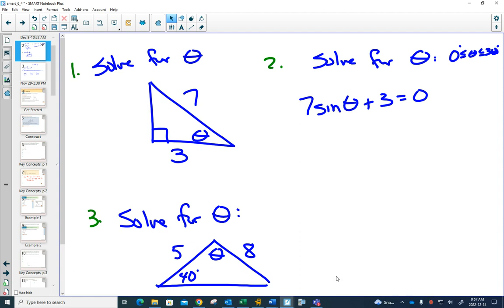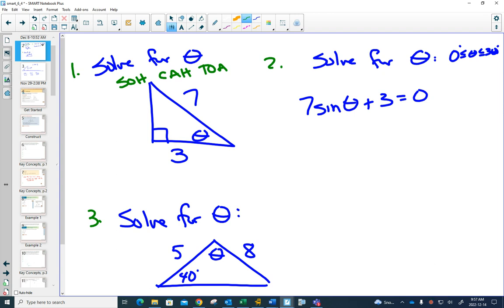Okay, so let's see how you did. First of all, question number 1, that's a grade 10 trig question. That's just using SOHCAHTOA. It's your regular right angle triangle. We're allowed to use SOHCAHTOA, the definitions of sine, cosine, tan, because it's a right angled triangle.